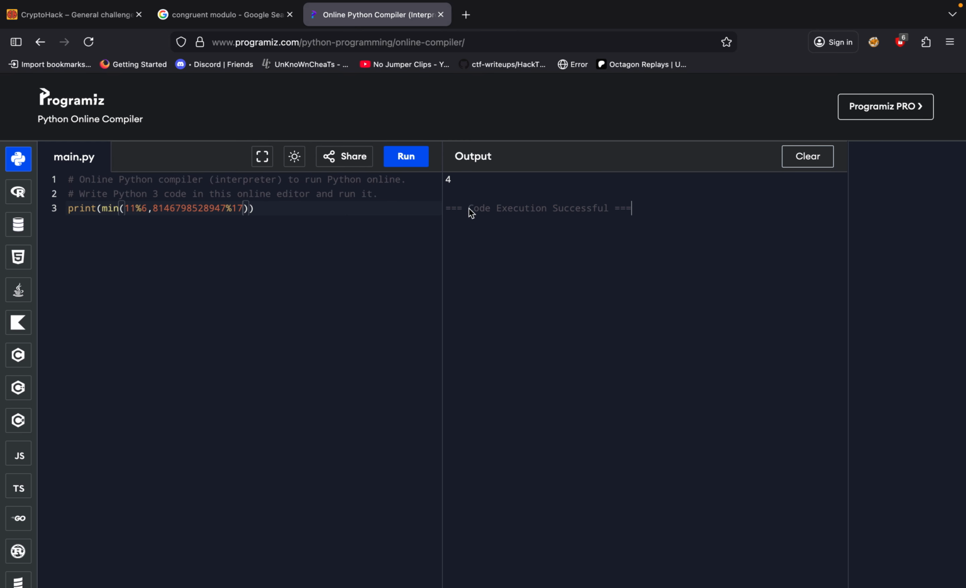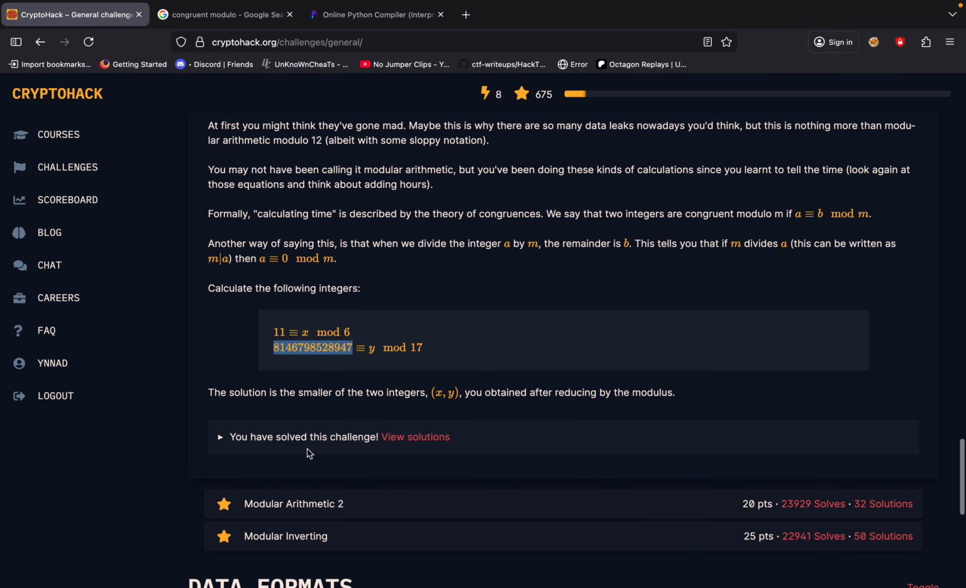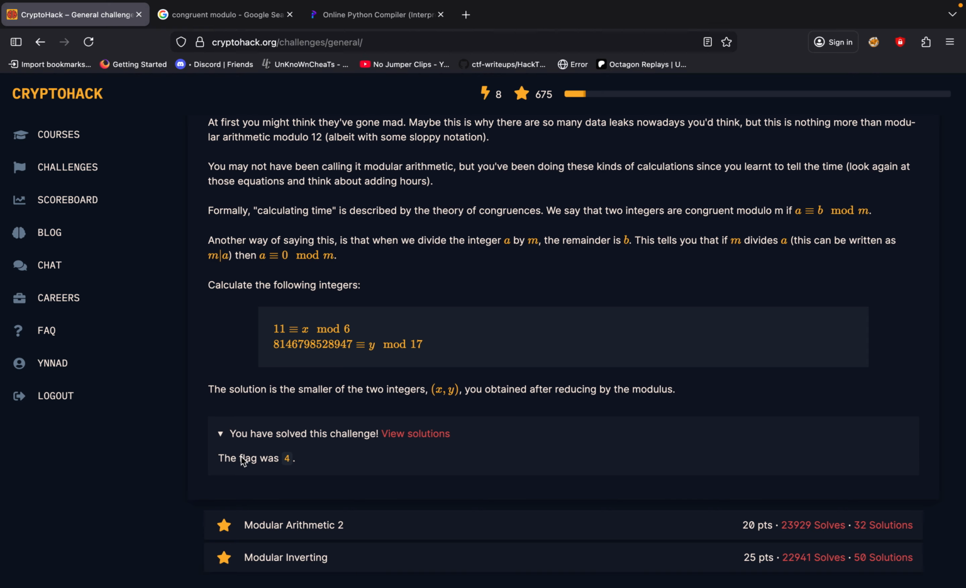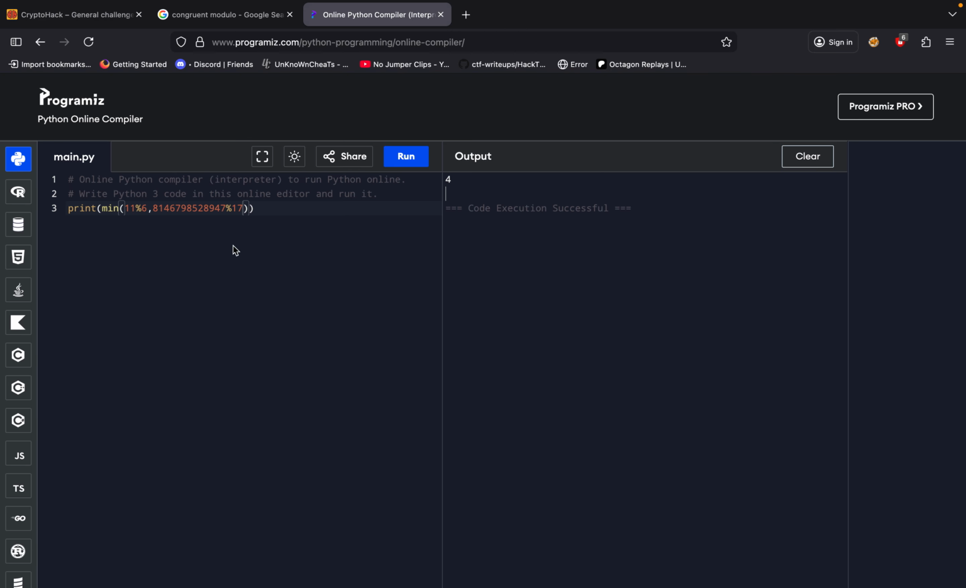Now if we run this, we should get 4 as the answer, and it says the solution is the smaller of the integers x and y you obtain after reducing by modulo. And we see that the flag was 4, which we got from right here. It prints out 4. So the percentage sign is basically the modulo sign in Python. And right here, that's all we did. We simply took 11 mod 6, and then the big number mod 17.